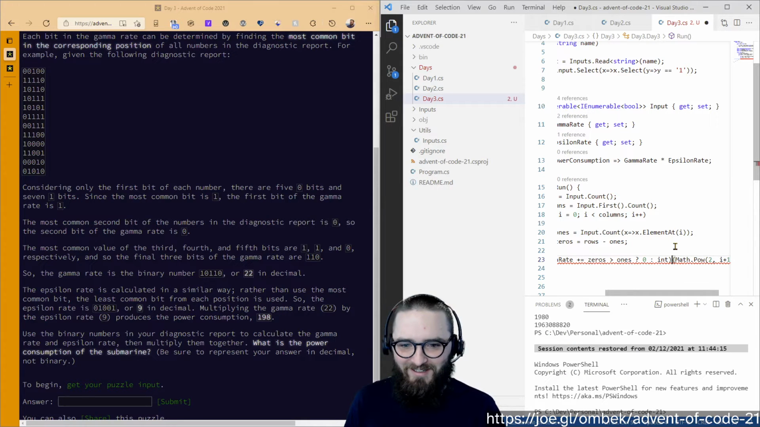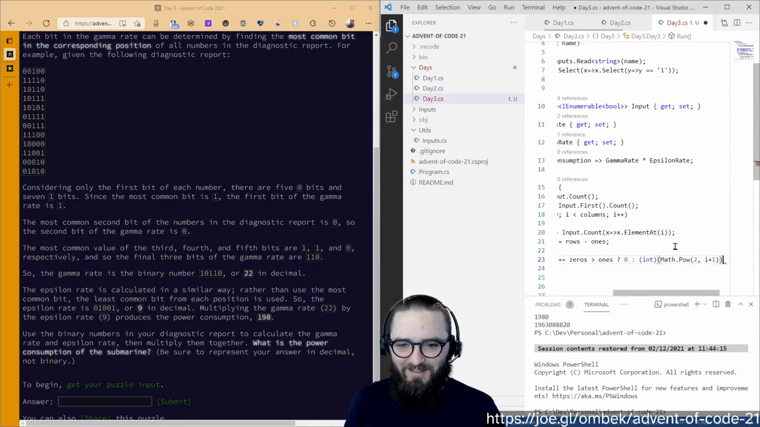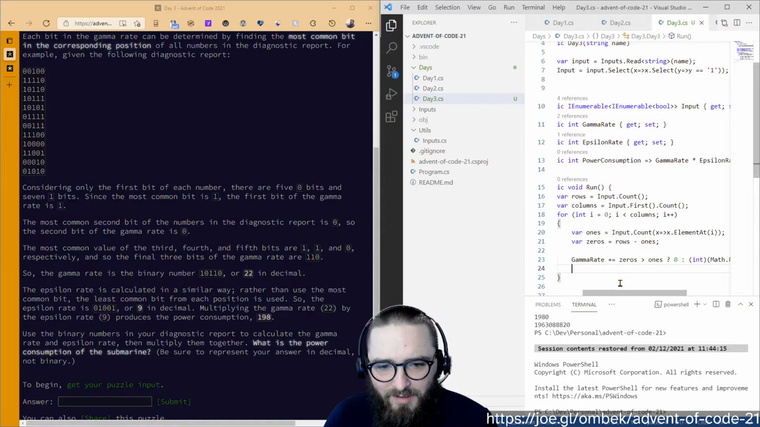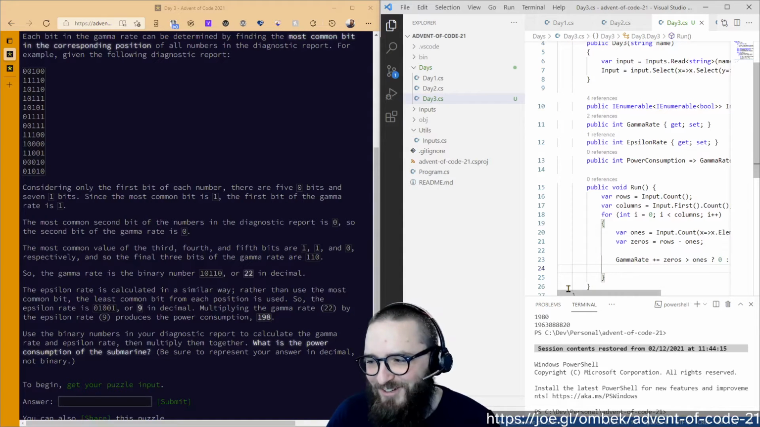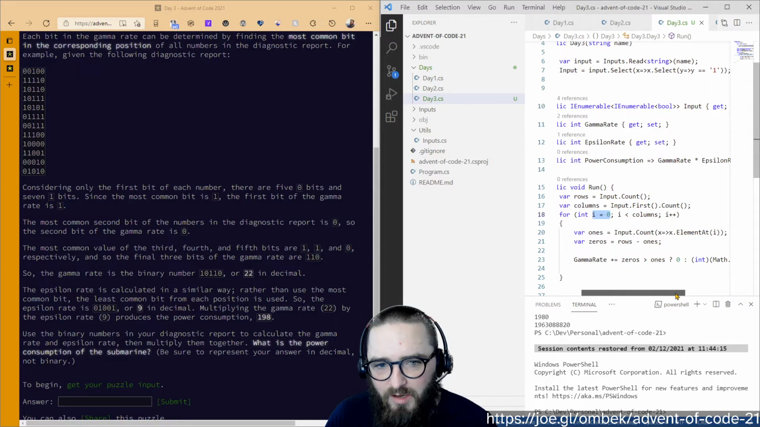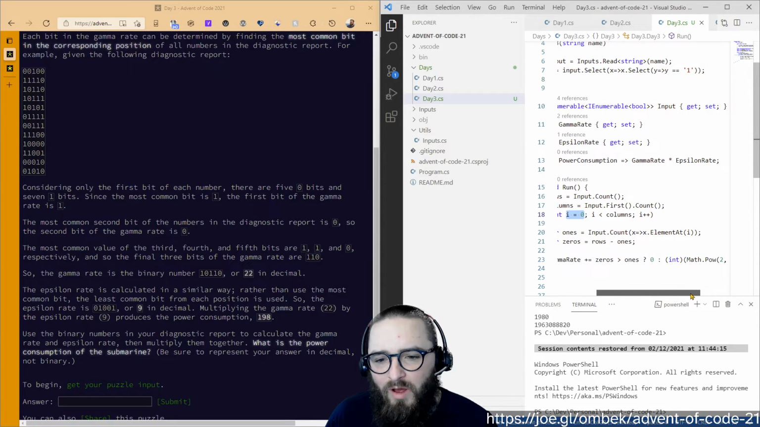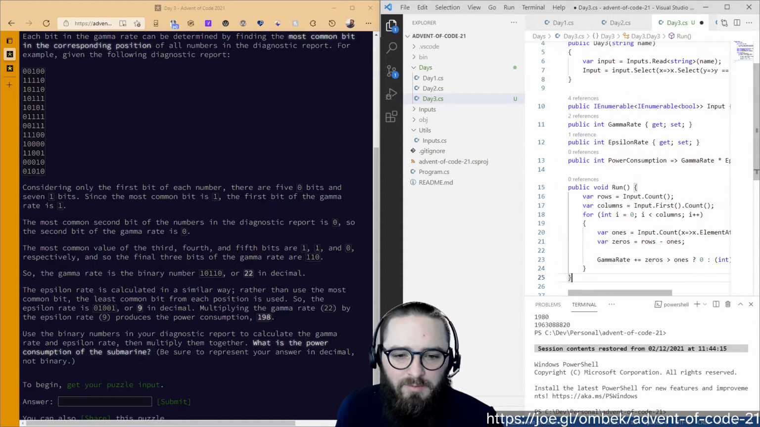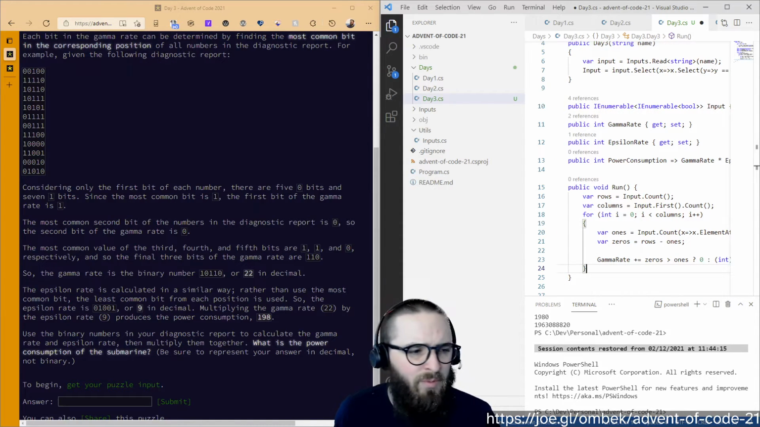Otherwise, I'm going to add Math.Pow. Is that how it works? 2 to the power of i plus 1, maybe. And that's an integer. Sure, why not? I think that's right. On the first iteration, it's going to be 0, and 2 to the power of 0 is 1. Yeah, that probably works. Cool.